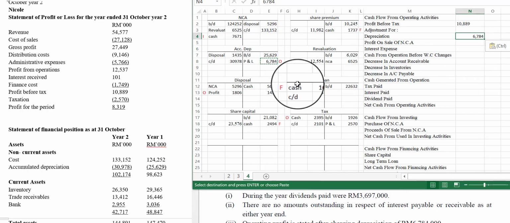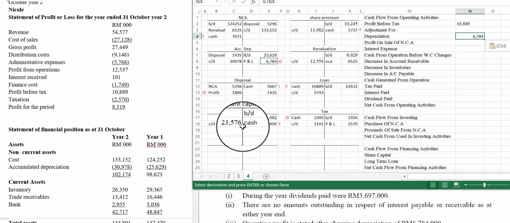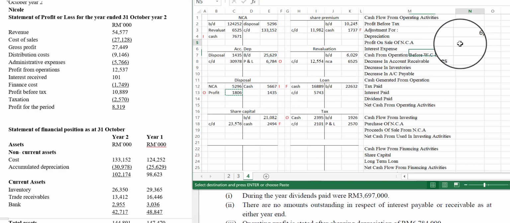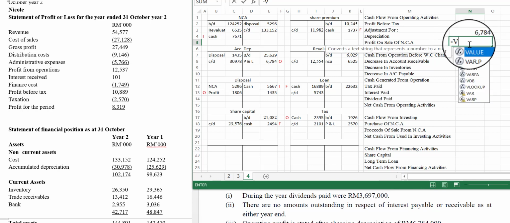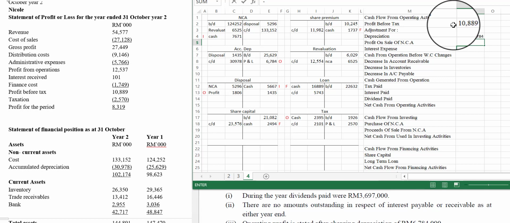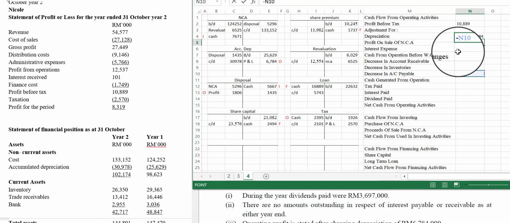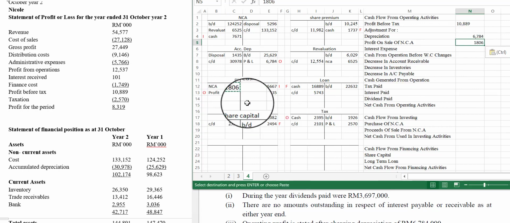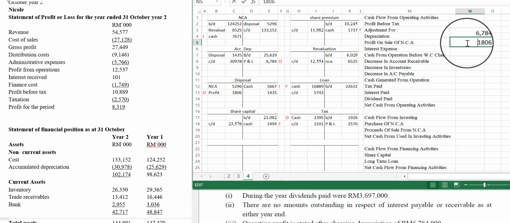Add back. Now profit on disposal of non-current asset. You have a disposal. This is the profit figure, right? Now previously you add, so now you have the minus. The reason behind it is because the profit is a non-cash item. If you look at this one, profit is a non-cash item. You should minus it instead of plus it.